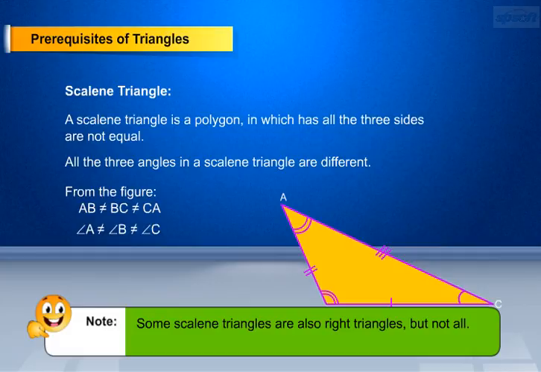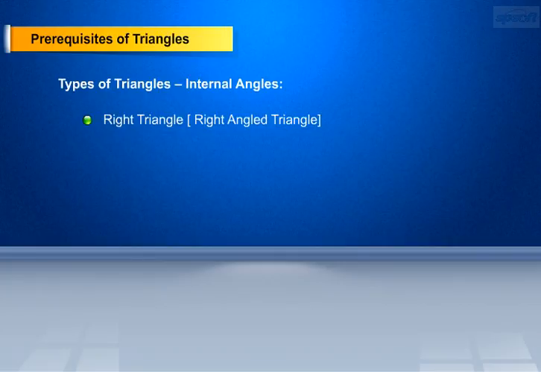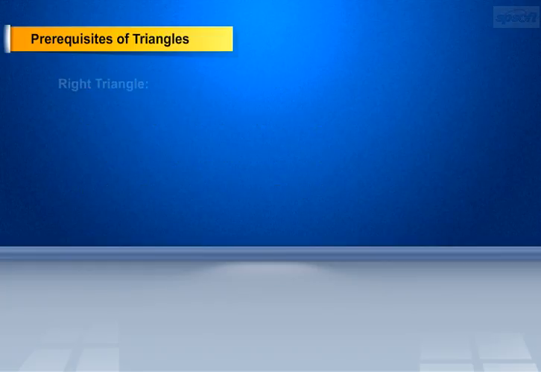Till now, we have studied the types of triangles based on their relative lengths of sides. Now let us move on to the triangles classified according to their internal angles. Triangles classified according to their internal angles are right triangle, or right angle triangle, obtuse triangle, or obtuse angle triangle, and acute triangle, or acute angle triangle. Let us discuss in brief about each triangle based on internal angles.